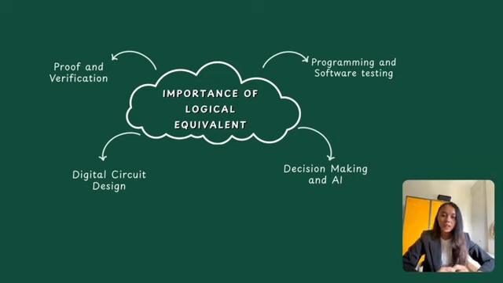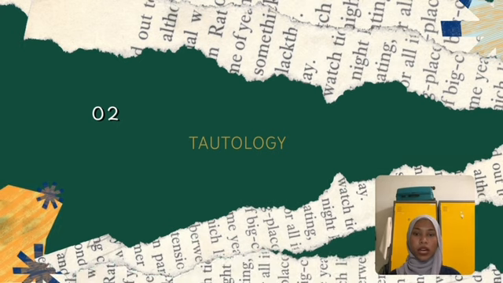The third one is digital circuit design. Logical equivalence helps in reducing the number of gates used, making the circuit more efficient and lowering cost and power. The last one is decision making and artificial intelligence. In AI and decision systems, different conditions may be transformed into logically equivalent forms to create better rules, reduce redundancy, and enhance machine reasoning. The second topic that we have is tautology.